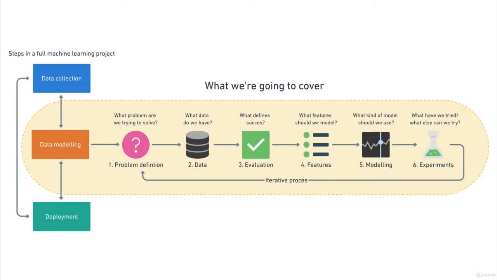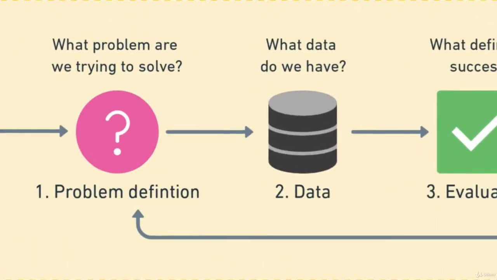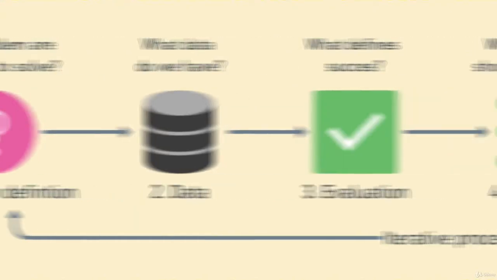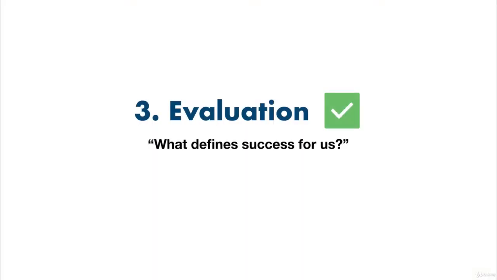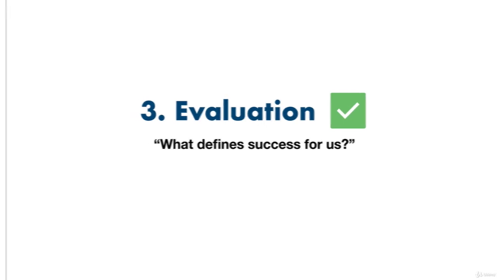Now we've gone through step 1 and 2, problem definition and data. It's time for step 3, evaluation. Now every machine learning problem you come across will have the similar goal of finding insights in data to predict the future in some way. An evaluation metric is a measure of how well a machine learning algorithm predicts the future. And in this step, the question you'll want to answer is, what defines success for us?